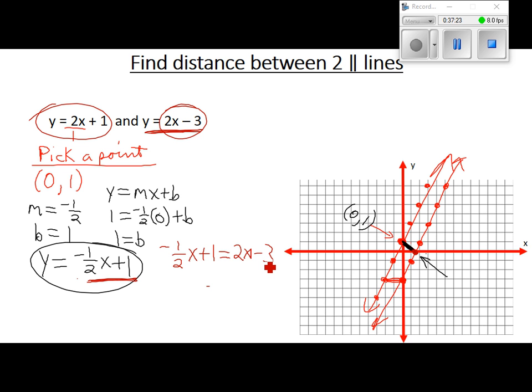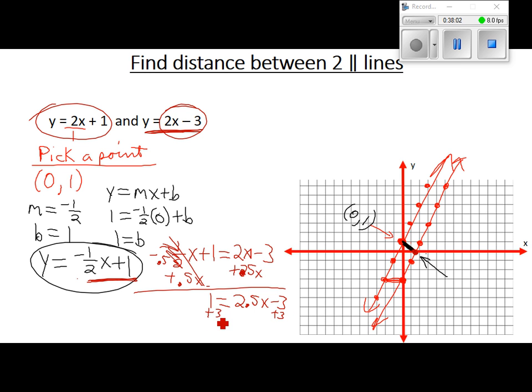Because what can we change that -1/2 to? -0.5. So let's change that to -0.5. So we got -0.5x there. What are you going to do first? Add 0.5x to both sides. Oops, 0.5x. That's a point there, not a 2. These cancel out. That leaves you with 1 = what's 2 plus 0.5x? 2.5x - 3. Now what? Add 3 to both sides.